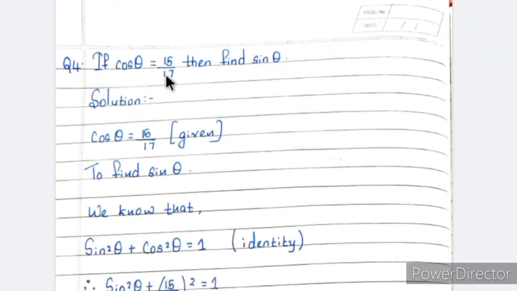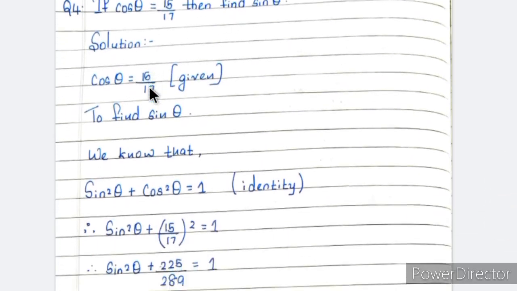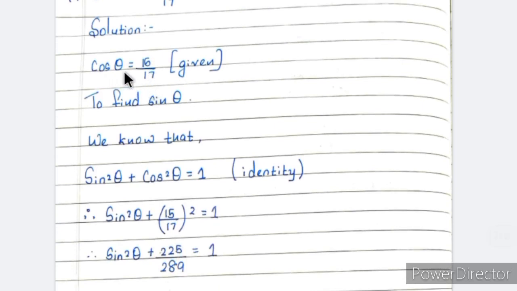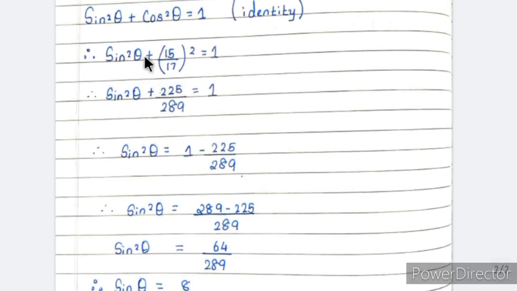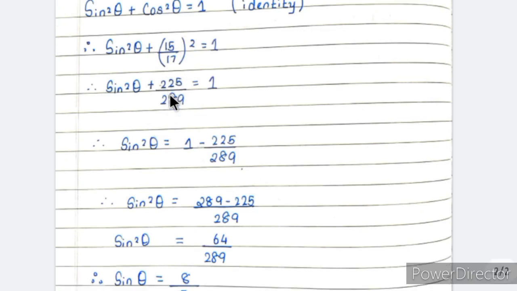If cos theta is equals to 15 upon 17, then find sin theta. So this time we have to find sin theta. We will use the same formula. So cos theta is equals to 15 upon 17 given to find sin theta. We know that sin square theta plus cos square theta is equals to 1, which is an identity. Sin square theta plus, we will substitute (15 upon 17) the whole square is equals to 1. The square of 15 is 225. Square of 17 is 289. So 225 upon 289. We will take this to this side. So sin square theta is equals to 1 minus 225 upon 289.